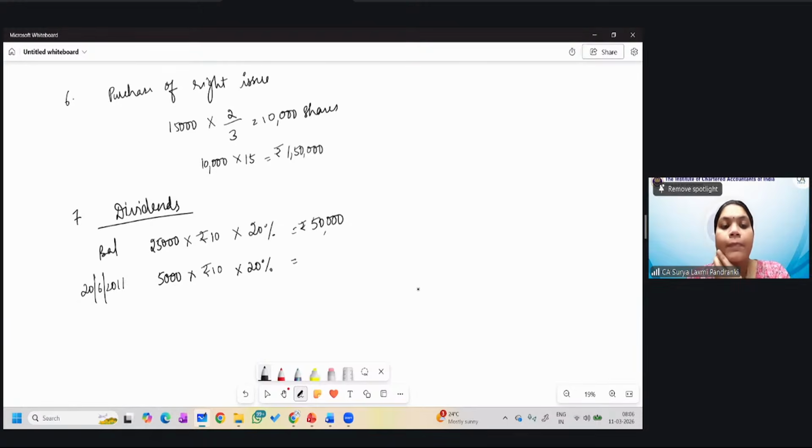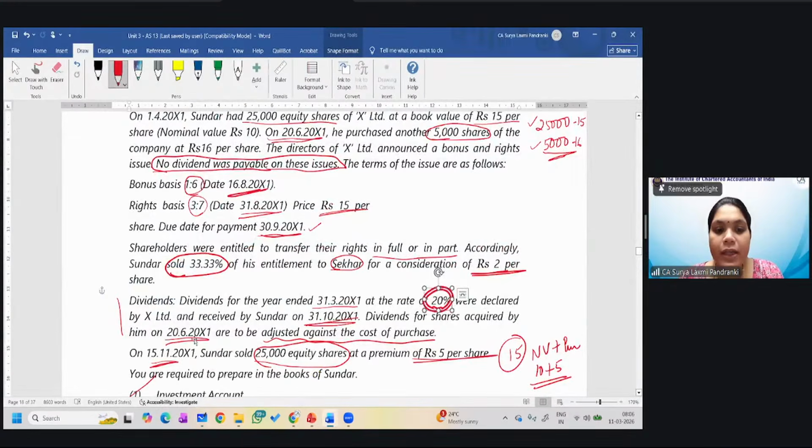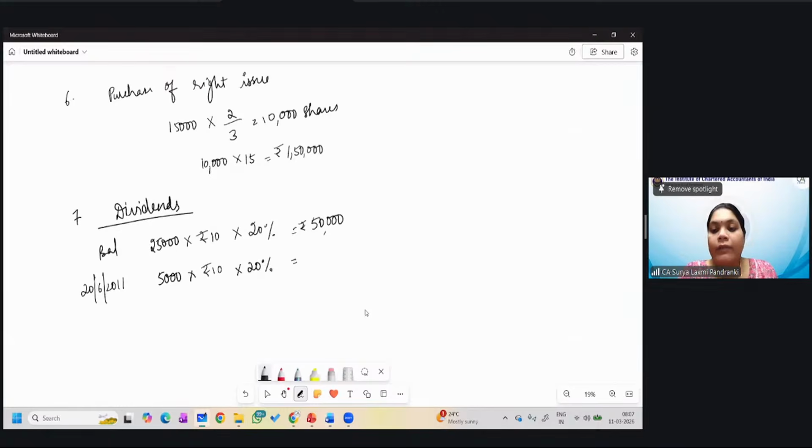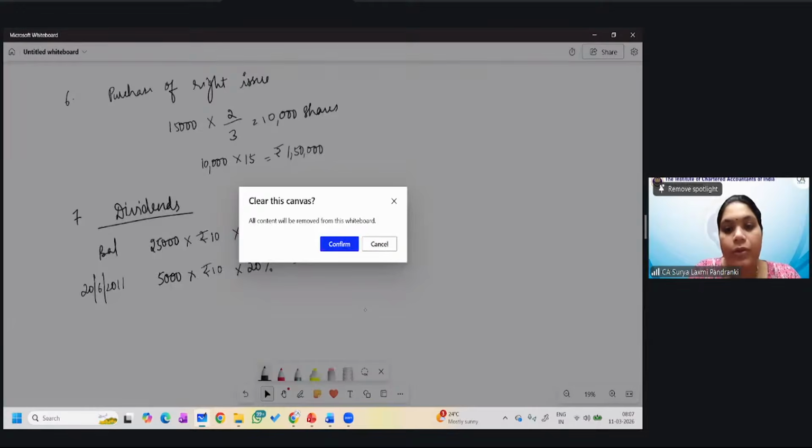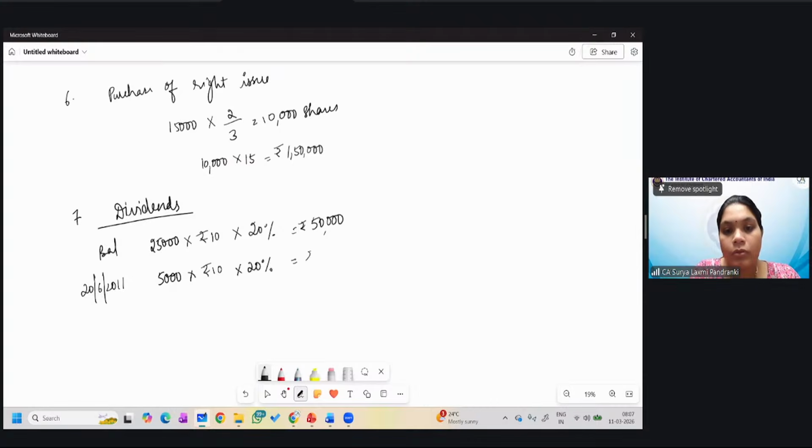Now, look at this. These 5,000 shares are nothing but the shares that we purchased on 20th/6. They told that for 20/6/2011, whatever shares you have purchased, the dividend on that particular purchase is adjusted against the cost of purchase. So now we are going to calculate the dividend on this separately. What is the value? 10,000.